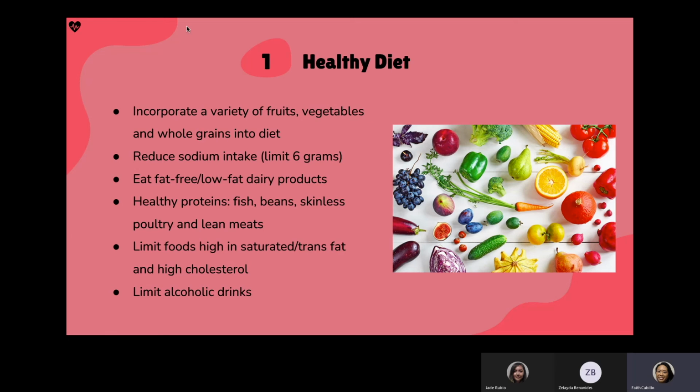Number 1, healthy diet. Eating healthy is important for good heart health. The best way to help lower blood cholesterol levels and high blood pressure is to eat less saturated and trans fats, avoid cholesterol, and maintain your weight through a well-balanced diet.